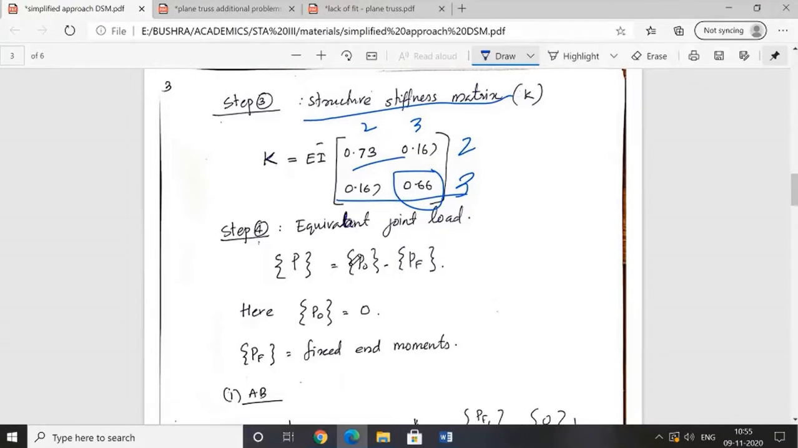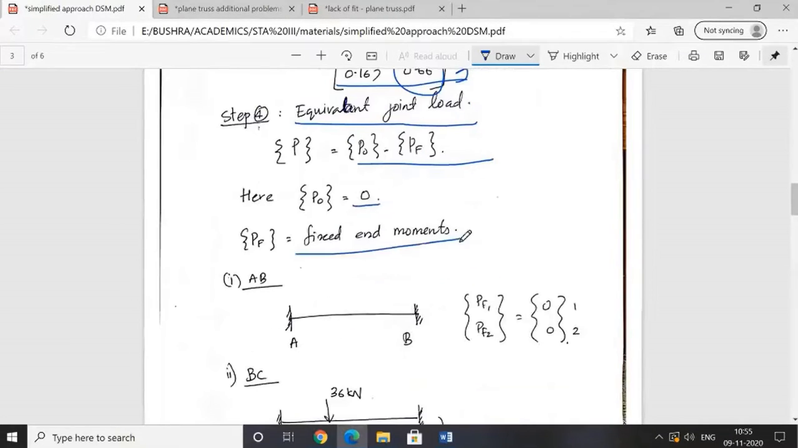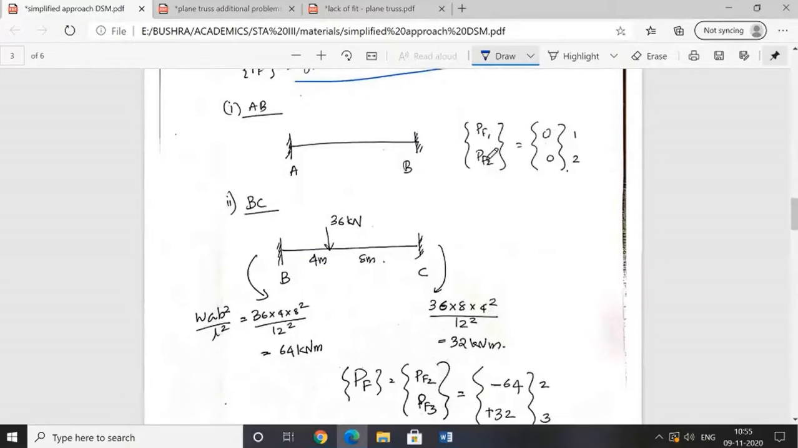And the same procedure follows for the equivalent joint load. Then P0 and PF. P0 minus PF, there is no nodal load, so P0 is 0. And PF is the fixed end moments. You can find the fixed end moments along the rotation direction alone. So the moments alone. There is no need to find the reactions. So these moments you can find accordingly.